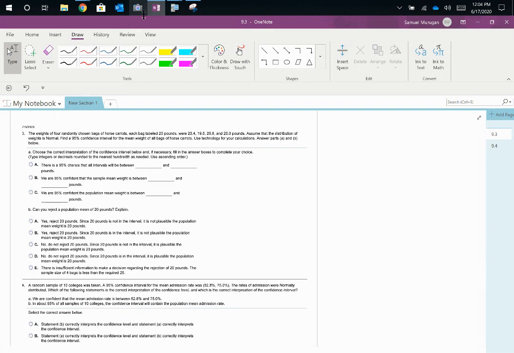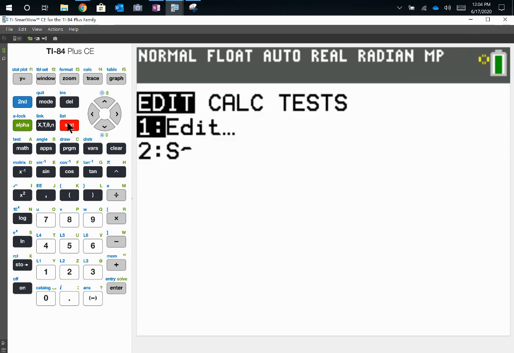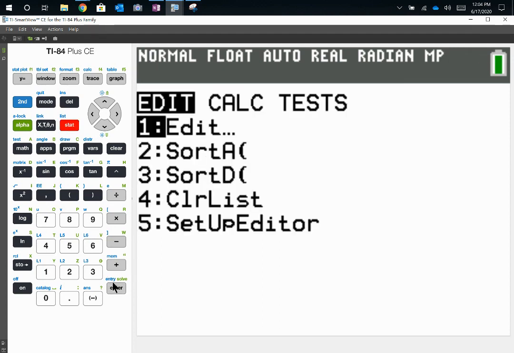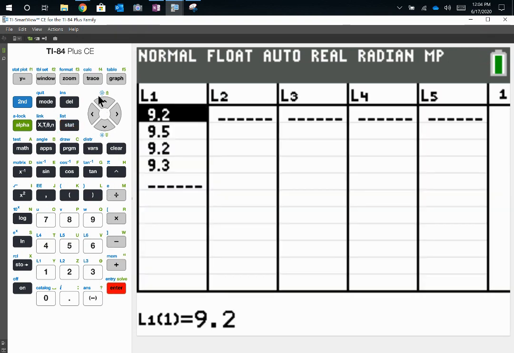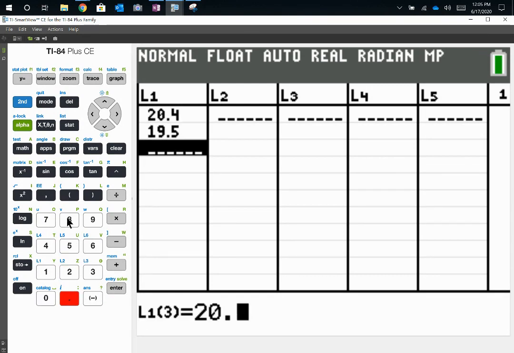All right, let's do the calculator one first. So calculator, I need to edit my list. All right, so stat, edit. So I'm going to clear this list out and put in my new list. 20.4, 19.5, 20.8, and 20.0.